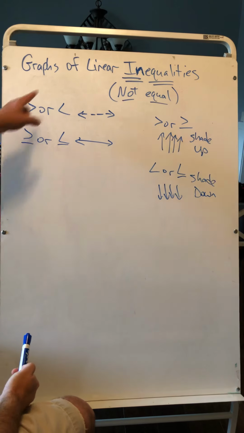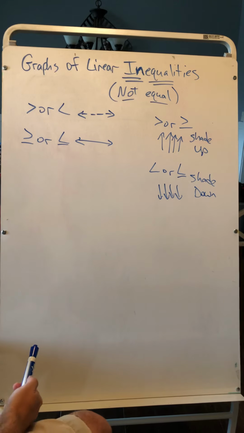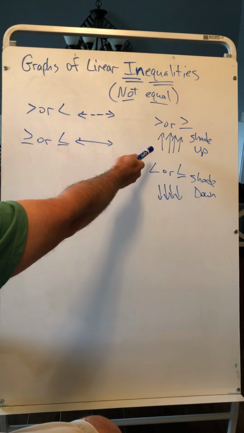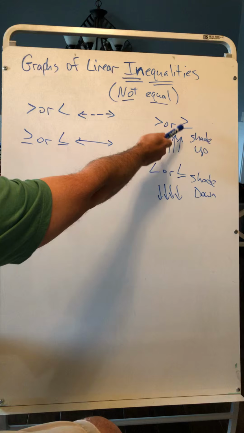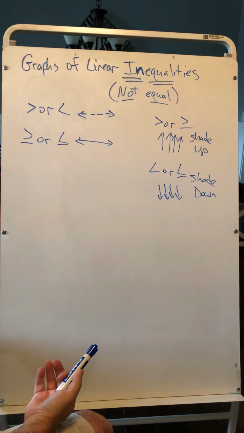Now, with it being inequalities, like it says up here, inequalities means not equal. When it talks about that, we're also going to have to shade our answer. So if you have a greater than or greater than or equal to, you're going to shade up because the greater answers on a graph are always up.